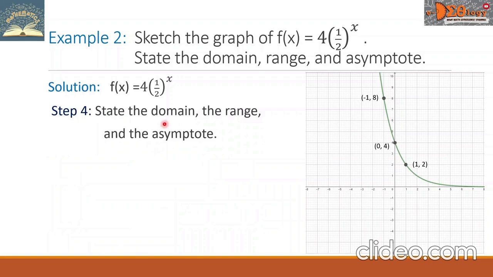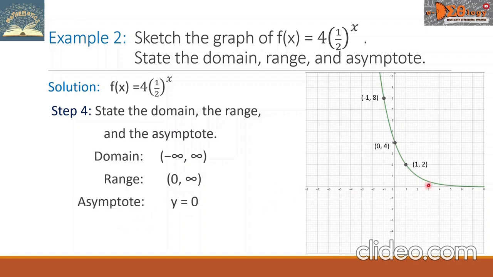Now step 4, let's take the domain, the range, and the asymptote. For the domain, what are the values for x? We can see that the domain is from negative infinity to positive infinity. Then the range. The range are the values for y. By the graph, we see that the range is from 0 to positive infinity, while the asymptote is the x-axis, and the equation is y equals 0.